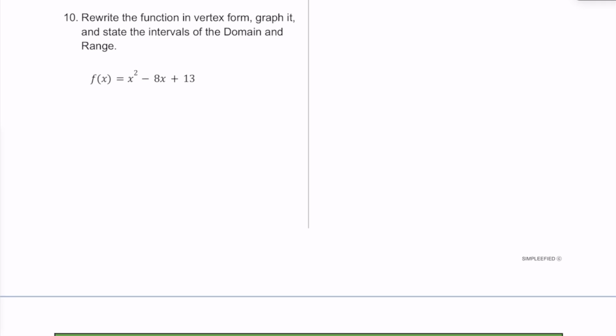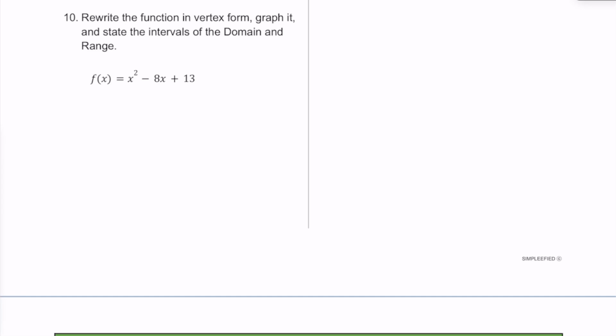In number 10, where it says to rewrite the function in vertex form, graph it, and state the intervals of the domain and range. Okay, so right now we're in standard form. We actually just practiced turning a function into vertex form a little bit in the last one, so hopefully that helped. But if it was still a little confusing, hopefully I can clear that up a little bit more now.